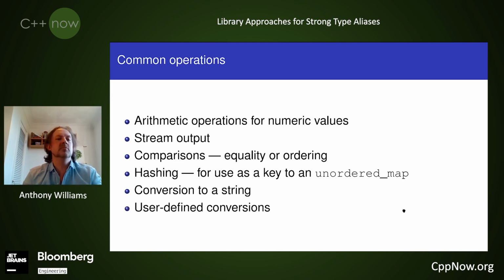And then you might want to add some certain user-defined conversions. You might want to be able to convert to the underlying type in some instances. You might want to convert to other things, so like nanosecond durations convert to second durations, or millisecond durations. Length in meters converts to length in kilometers, that sort of thing. And so these are things you might want to add, and you want a nice framework for doing that.